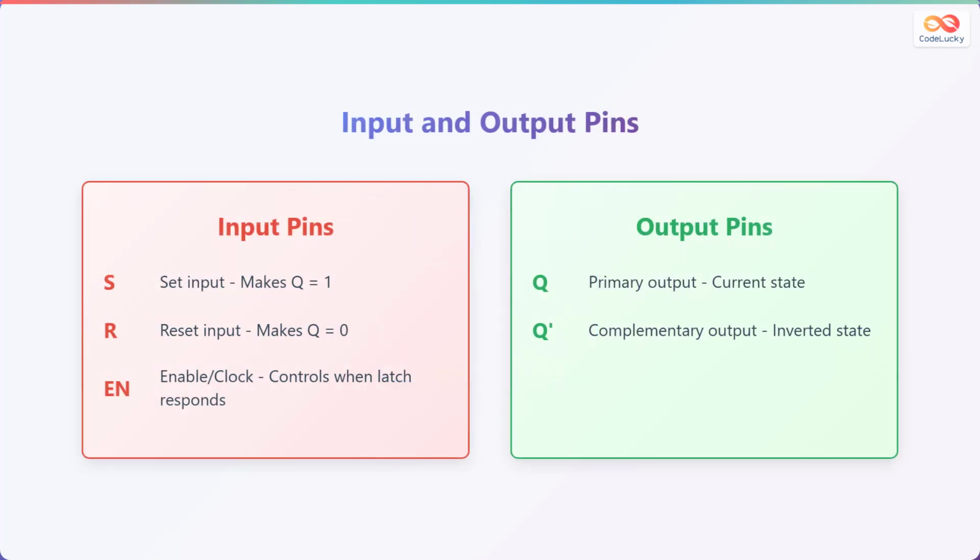Let us see the input and output pins in detail. The input pins are S, R, and EN. S is the set input, which makes Q equal to 1. R is the reset input, which makes Q equal to 0. EN is the enable or clock, which controls when the latch responds. The output pins are Q, which is the primary output representing the current state, and Q prime, which is the complementary output representing the inverted state.